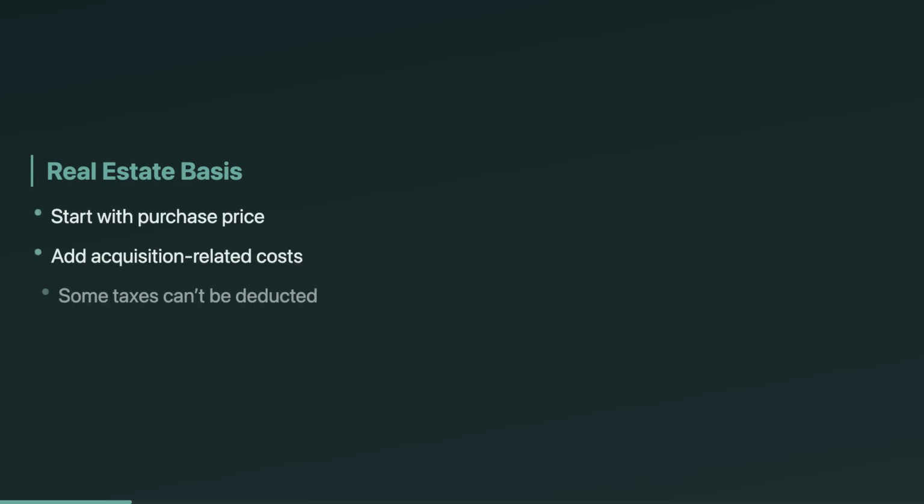Real estate basis is rarely just the price on the contract. For purchased property, your starting point is cost. Then you add certain acquisition costs that are part of getting the deal done. On the EA exam, they'll test whether a payment is really part of buying the property or something currently deductible. If it's tied to acquiring the property, think add to basis.